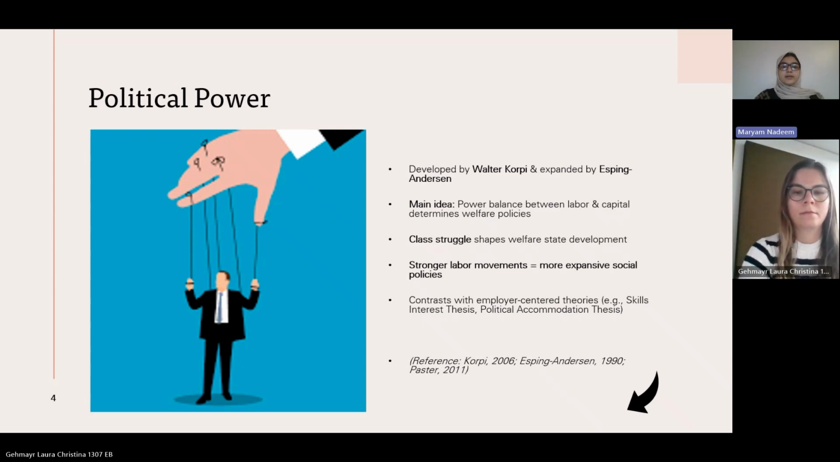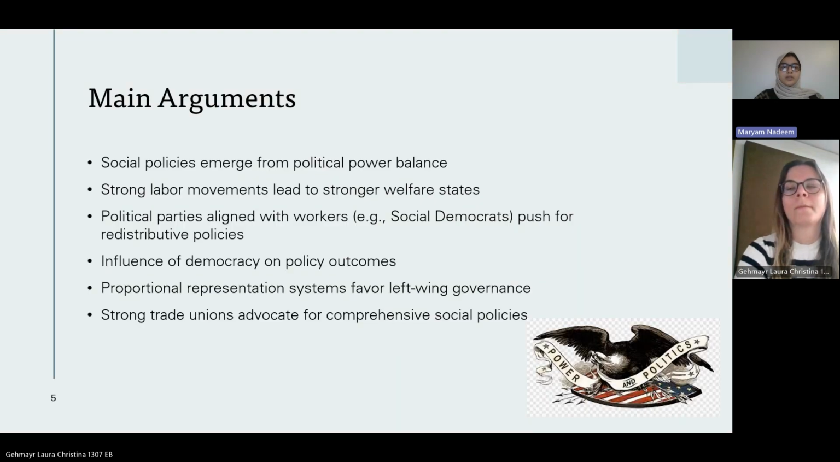Further, moving ahead, we will take a look at the main arguments of the PRT. For the very first step, social policies depend on who holds the power. Like if workers have more influence, we will get a stronger welfare program. Secondly, a strong labor movement is equal to a strong welfare state. Countries that have high union membership have better social protections.